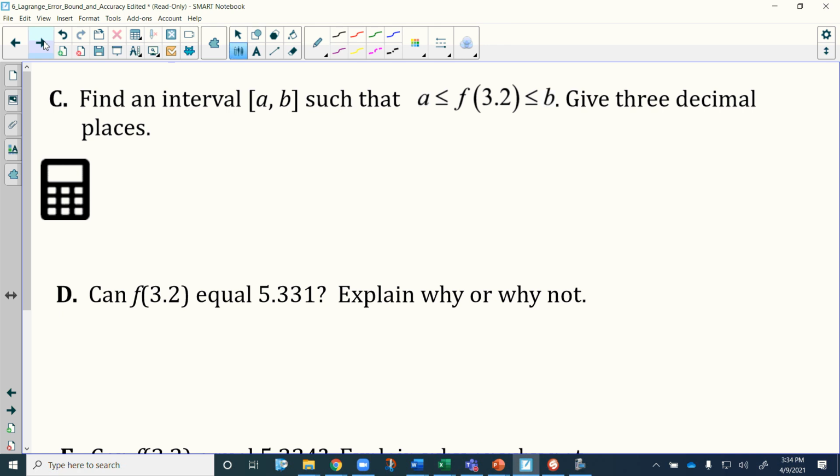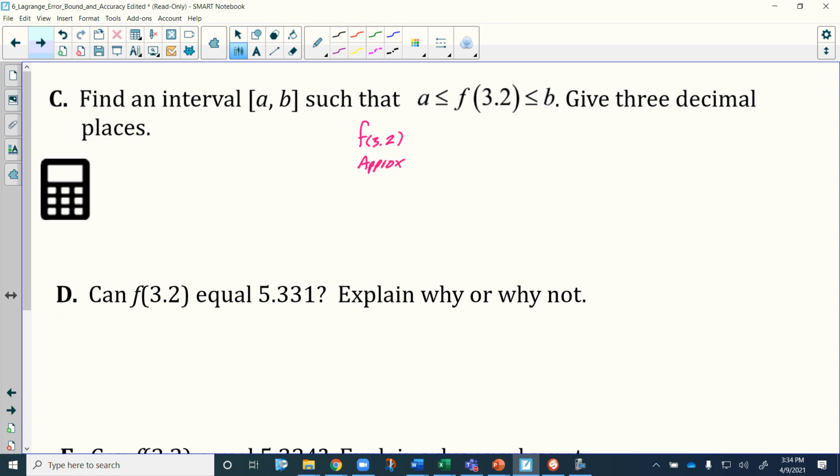Find an interval from A to B such that A is less than f of 3.2, which is less than or equal to B, and round it to 3 decimal places. So in this case, the f of 3.2 is the approximation that we got, because we don't actually have a function f. We don't know what function f is. So here, when I say f of 3.2, this is really our approximation.